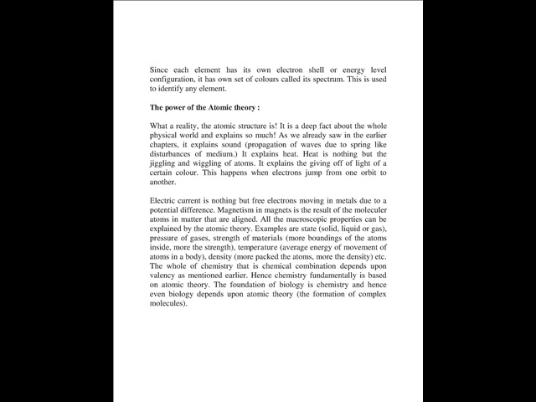Since each element has its own electron shell or energy level configuration, it has its own set of colors called its spectrum. This is used to identify any element. This is a very, very beautiful point. Every element has its own energy level configuration, isn't it? That we have understood. Now, when it gives off colors, it gives its own set of colors. That is its particular spectrum. So by the light, we can know the element. And that's how we came to know so much about the stars and all that is happening in the universe.